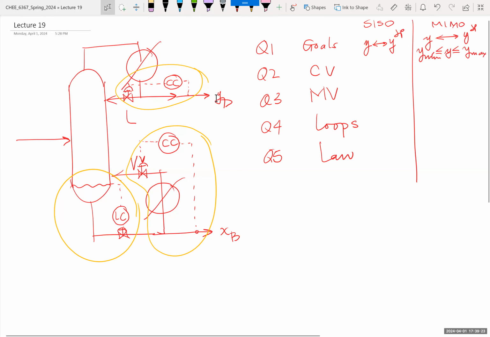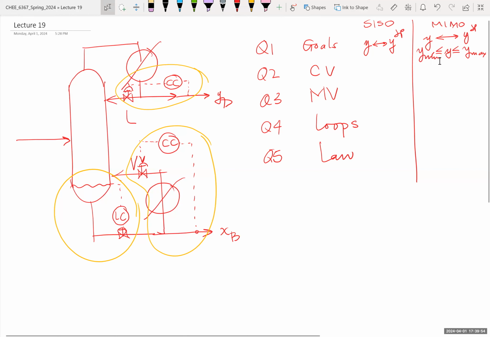Example, in a distillation column, you may want this purity not to be below a certain value because you won't be able to sell your product, and not to be above a certain value because you know from experience that you're wasting money if you produce too pure a product. Okay, these are some typical considerations that you have when you go to the goals of your control system. So you may have objectives and constraints.